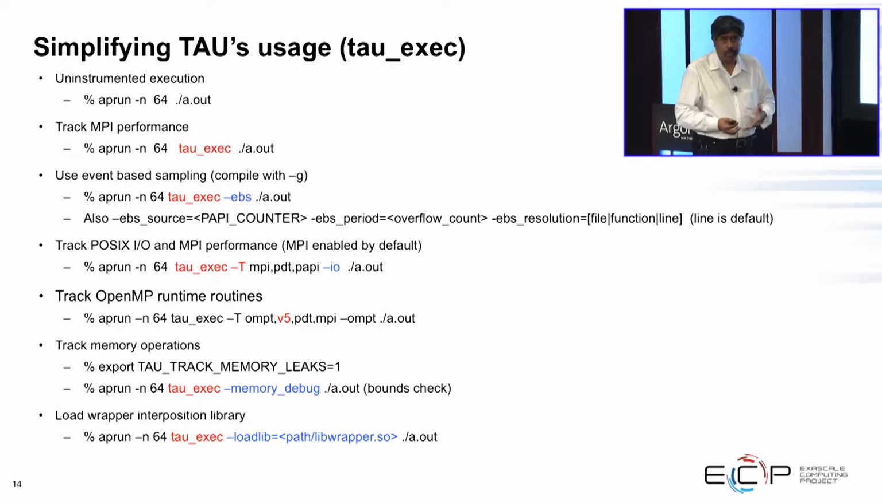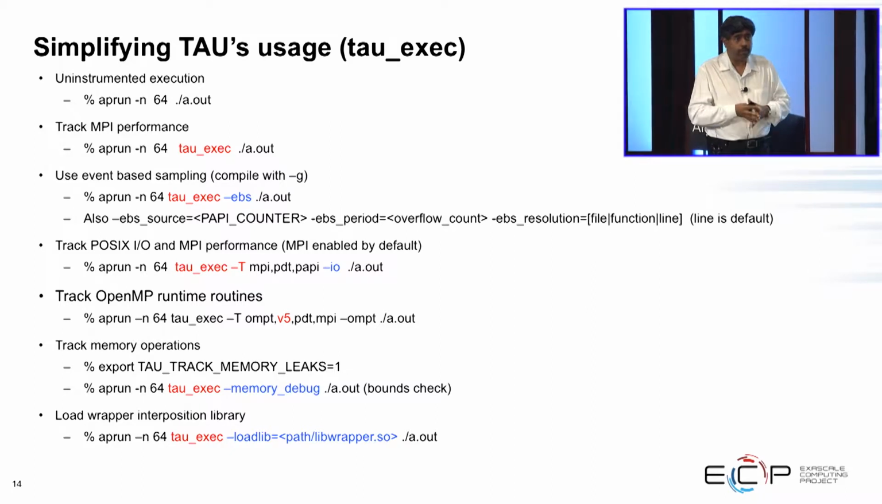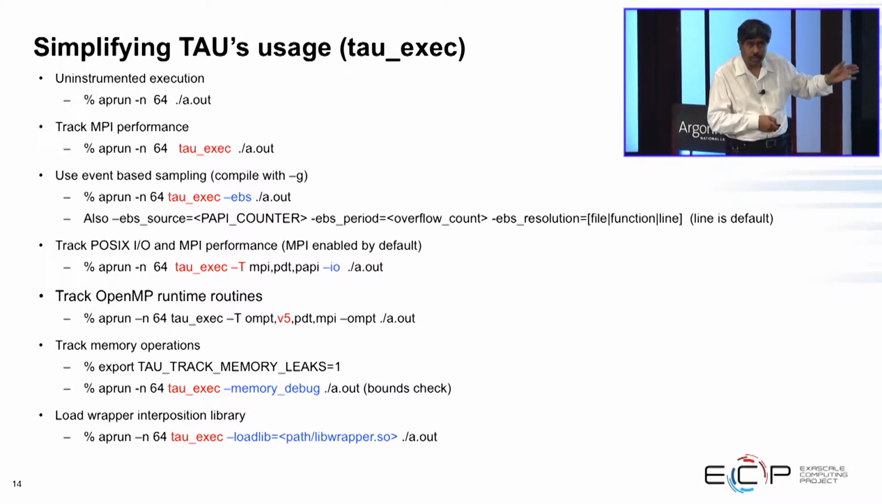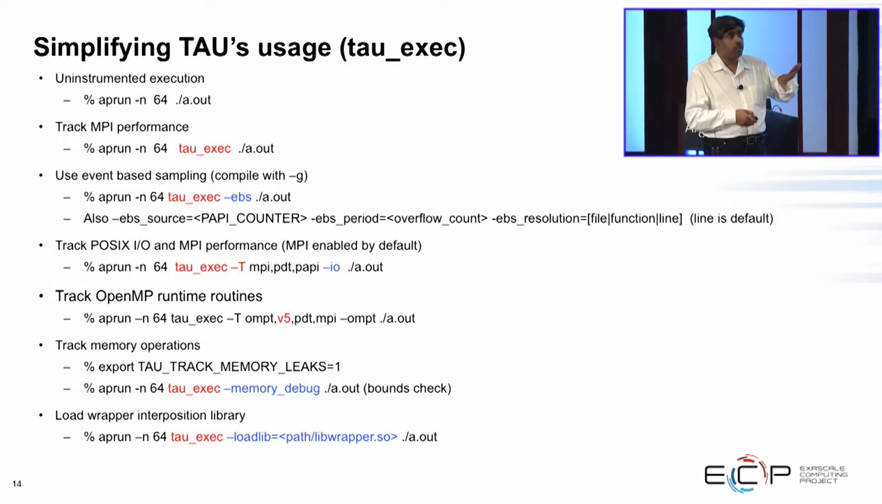Line is the default, but if you want to generate less data and don't want to get overwhelmed, you can say -ebs_resolution=function, and then you will see the time spent in all the functions of the user application along with MPI and also OpenMP over here.